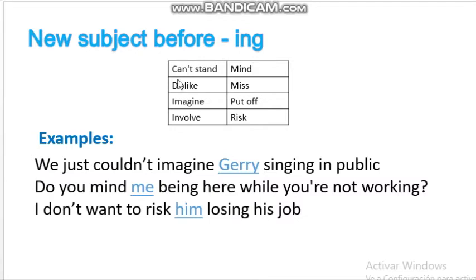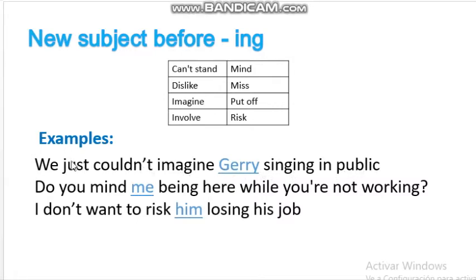Now, we have another kind of verbs. As we can see in this list, we have can't stand, dislike, imagine, involve, mind, miss, put off, and risk. But it says new subject before ing, so we have another subject. In the examples, as we can see, we have we just couldn't imagine Jerry singing in public.